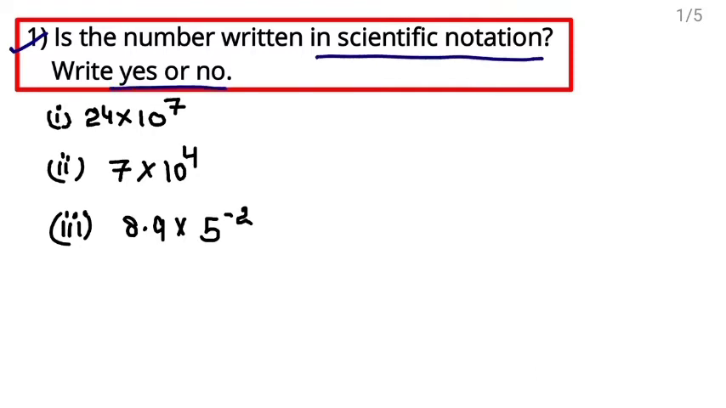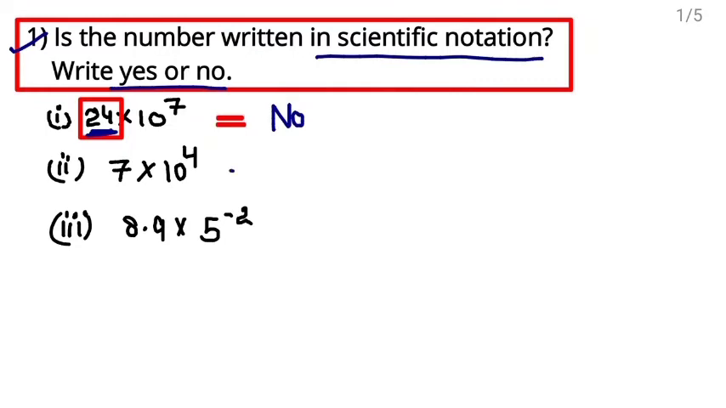Write yes or no. We have to check whether the number is given in scientific notation. In the first part, this is 24. As I said, in scientific notation, we write the number as the product of a number between 1 and 10 and the power of 10. This is greater than 10. It does not lie between 1 and 10. So this is not in scientific notation.